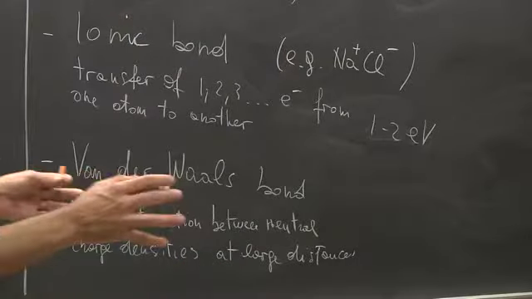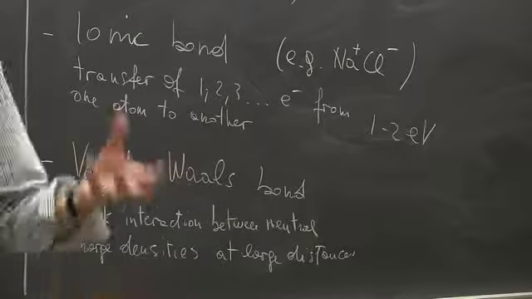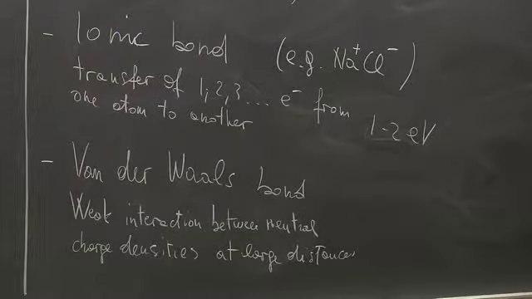Here there's no redistribution of charge. It's simply the interaction between two neutral objects at large distances. Now, you may argue that if you have two neutral objects at large distances, there is no interaction, right? Because there is no electrostatic interaction.